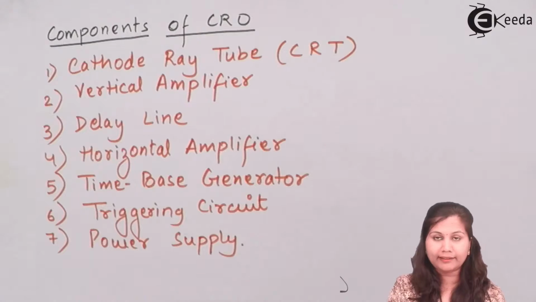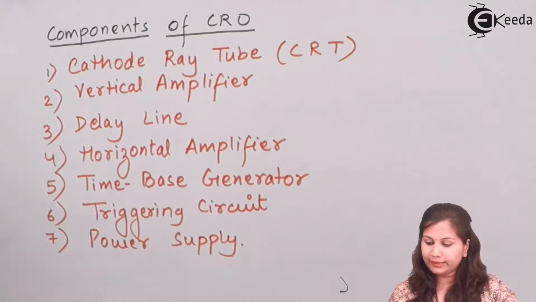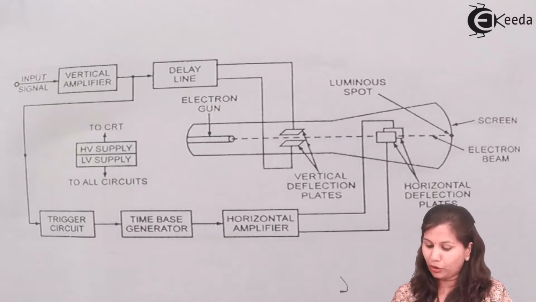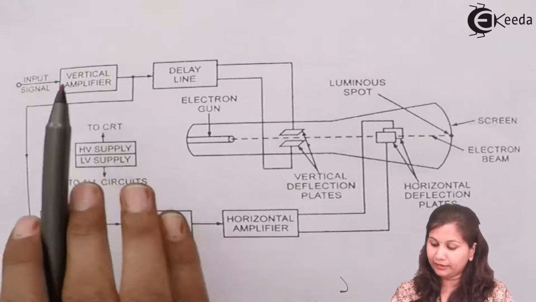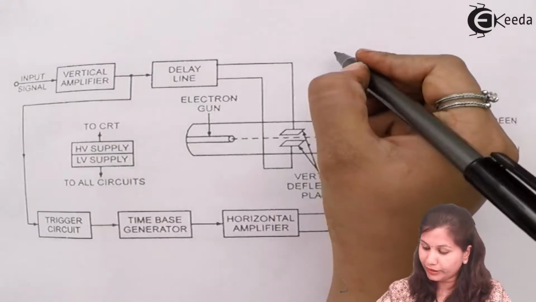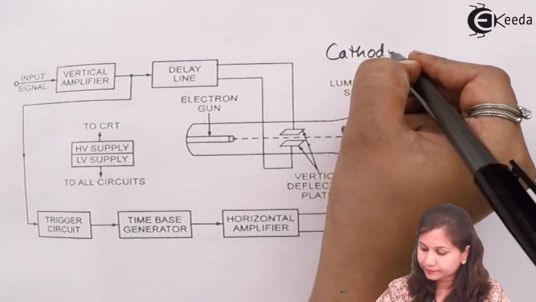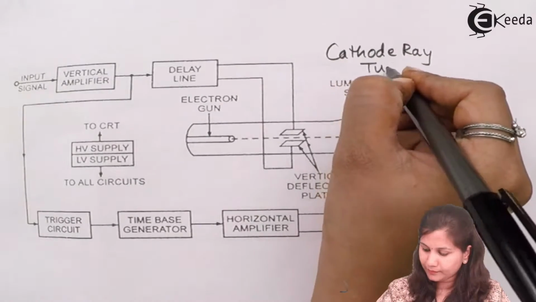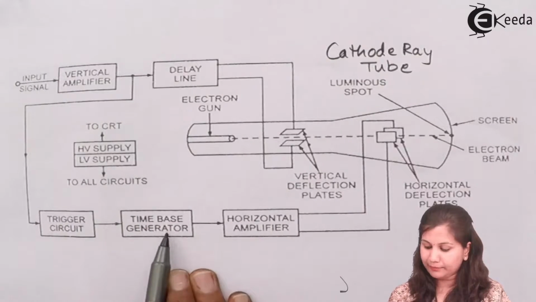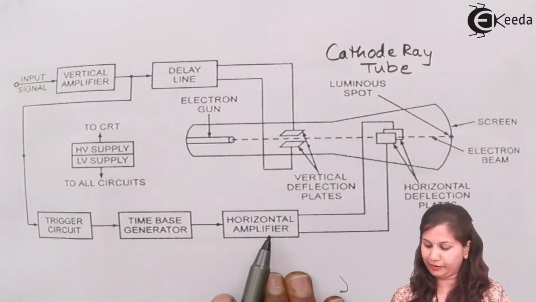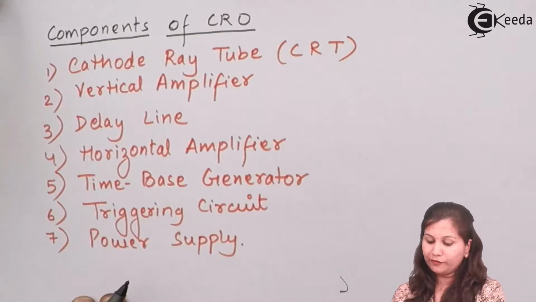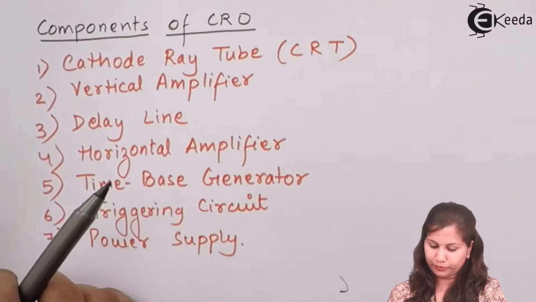If we see the block diagram of these components, this is how they are represented in the form of blocks. We have the vertical amplifier, delay line, then the cathode ray tube. This whole section is the cathode ray tube or CRT. Then we have the power supply section, triggering circuit, time-base generator and horizontal amplifier. Now let us study the function of these components one by one. First we will start with the cathode ray tube.